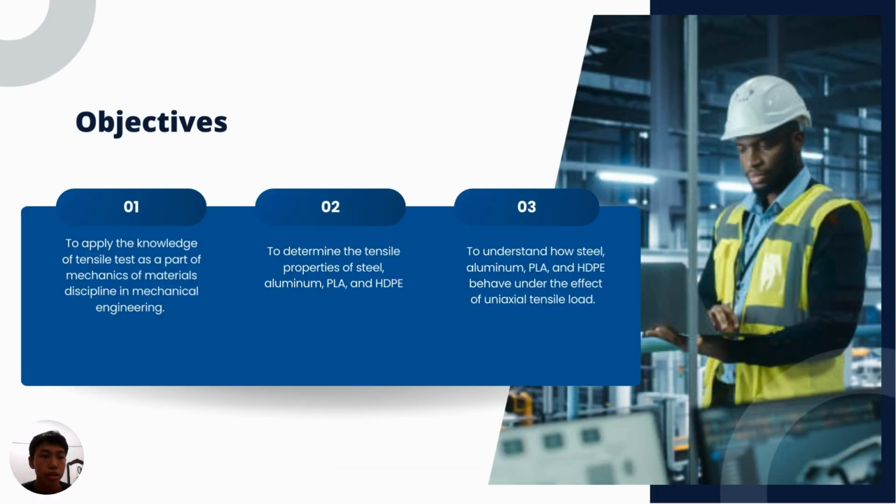So there are several objectives that we're going to get from doing the tensile test experiment. First is to apply the knowledge of tensile testing as a mechanical engineering student. Second is to determine the tensile properties of the four materials that we're going to test. And third is to understand how the four material specimens behave under the effect of tensile load.